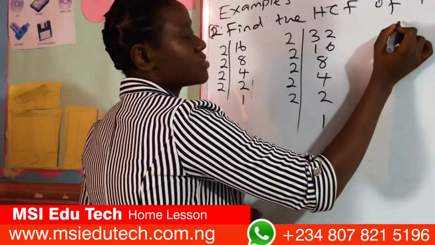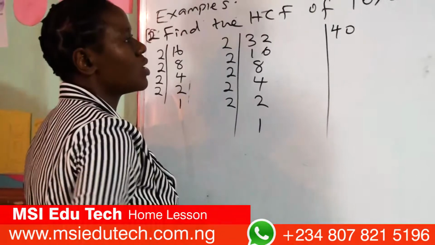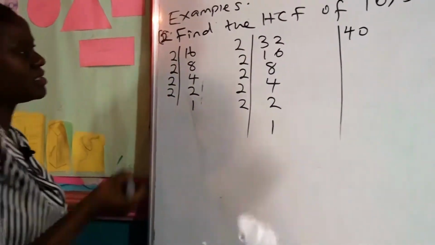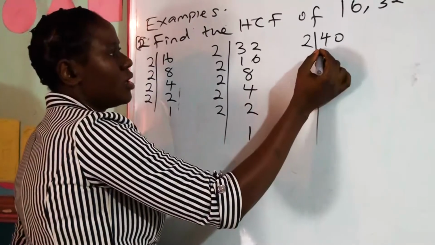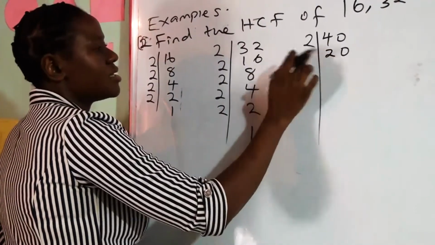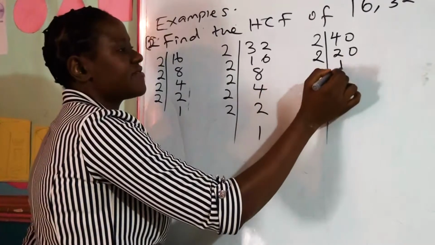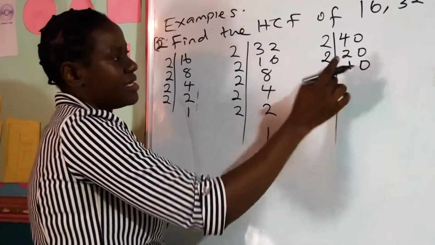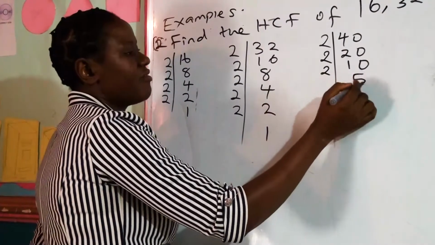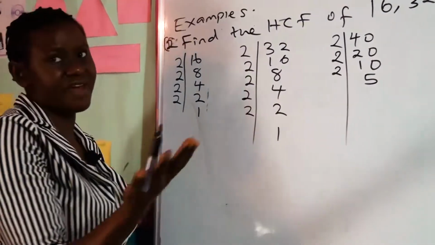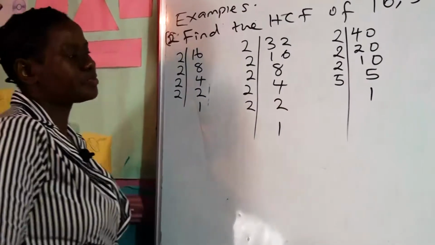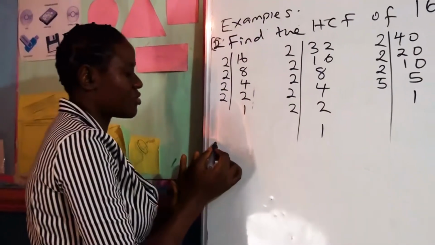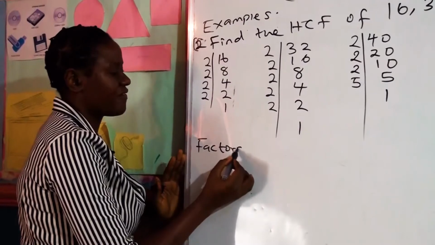Let's go for the factors of 40. What are the numbers that could divide 40? Let's try 2. How many 2 can we find in 40? We have 20. How many 2 can we find in 20? We have 10. How many 2 can we find in 10? 5. What number could be used to divide 5? 5 is a prime number, so only 5 can divide 5. 1. Now, we come out to write the factors.